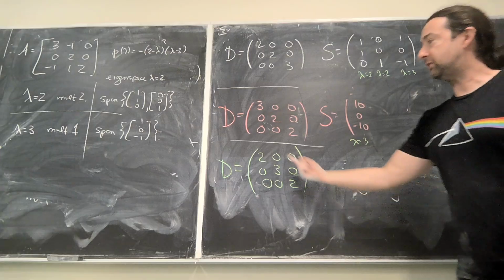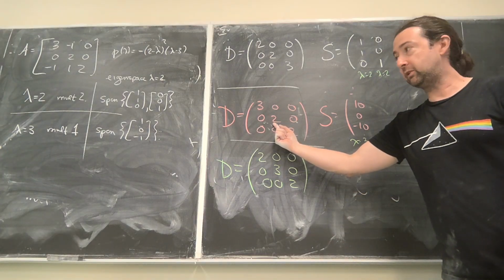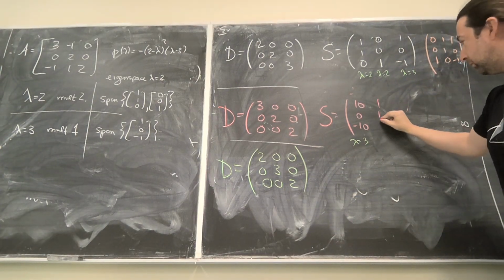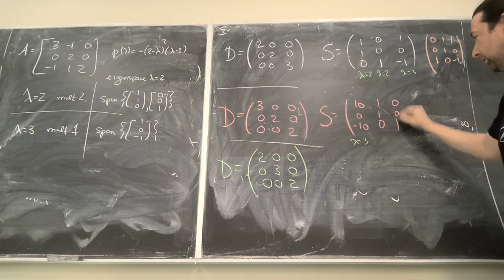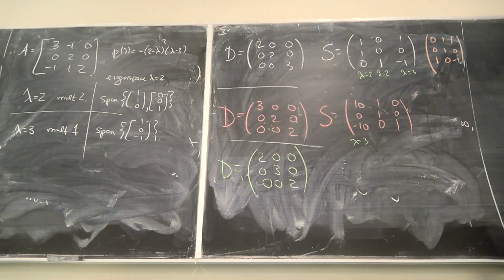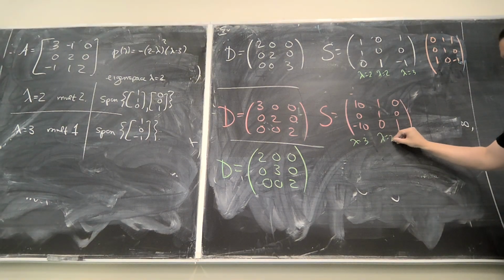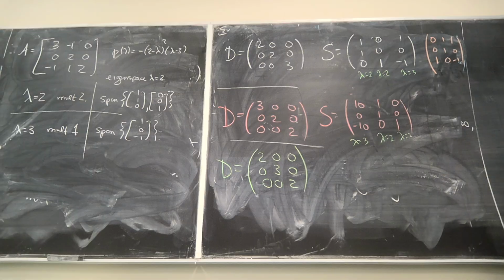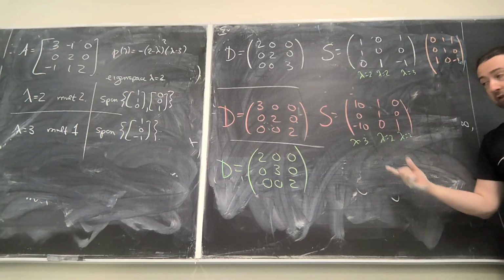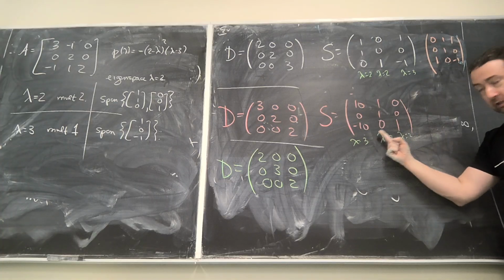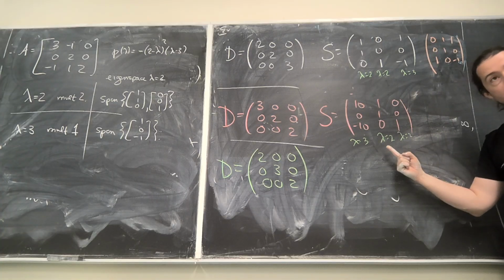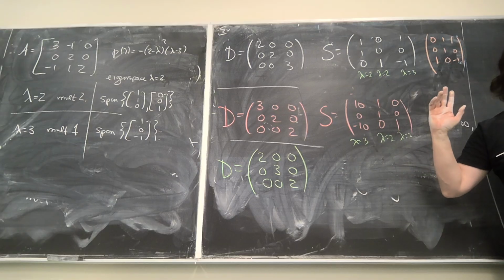Second column just has to be some eigenvector associated with lambda is equal to 2. So I could put 1, 1, 0 here and 0, 0, 1 there. That would work for an S. Lambda is equal to 3, lambda is equal to 2, lambda is equal to 2. As long as the vectors that you're choosing are linearly independent so that that matrix has to be invertible. If this is not invertible, all of this falls apart.